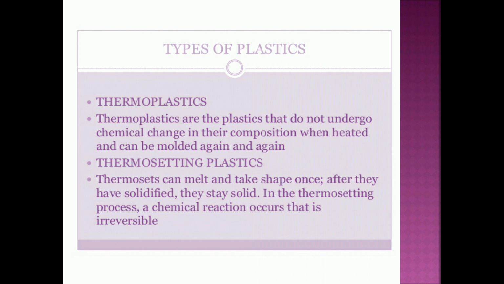Thermoplastics are the plastics that do not undergo chemical change in their composition when heated and can be molded again and again. Your local low grade plastics. What is a thermosetting plastic? Thermosetting plastics can melt and take shape only once, after they have solidified. They stay solid. In the thermosetting process, a chemical reaction occurs that is irreversible, and the examples are bakelite and melamine. All the hard handles of utensils are made from these thermosetting plastics.